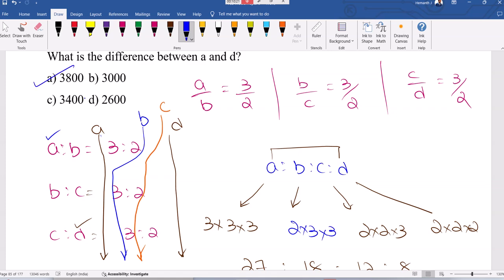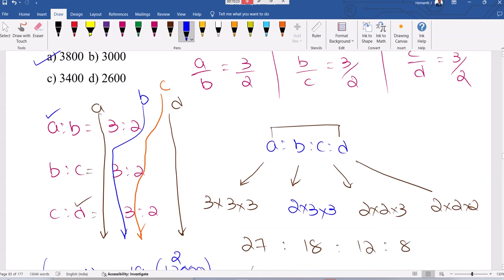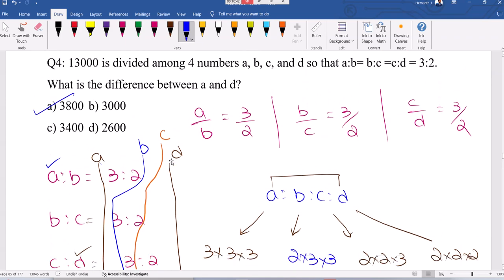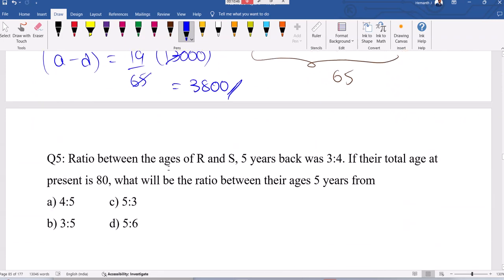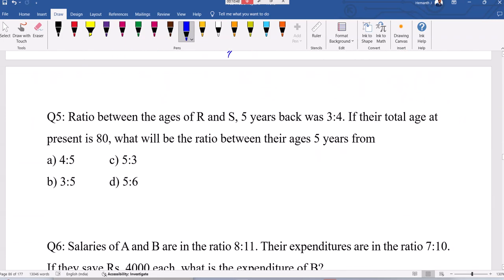This is one of the shortcuts we can apply if you want to calculate joint ratio. A is the first one, the entire first column multiplication. D is the last one, the entire last column multiplication. And this is how you can move one by one from left to right. 3,800 is your answer, the difference between A and D. Joint ratio. Now see this ages related question.